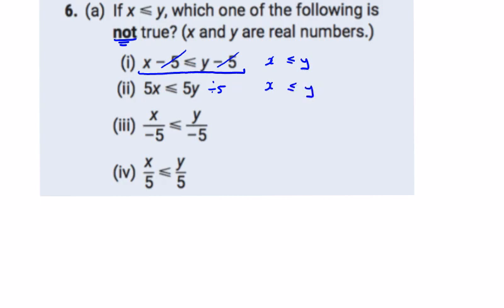I think it's number 3 here. Let's multiply 4 by 5 first, and we'll get x less than or equal to y. But if we multiply this one to get rid of the minus by minus 5, we're going to have to reverse the sign of the inequality. We get x greater than or equal to y. So this one is not true.